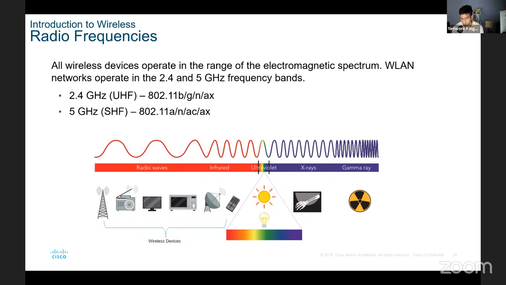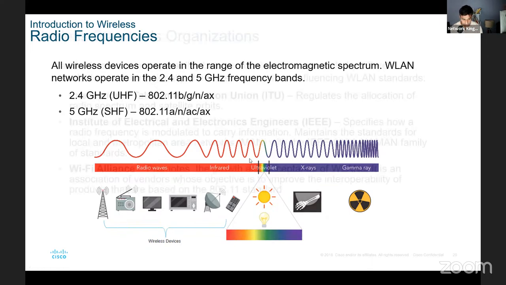So 2.4 gigahertz, 802.11b, g, n, a, x and be, I think, also work on 2.4. Nowadays we have 6 gigahertz also. The latest Wi-Fi devices, Wi-Fi 6, Wi-Fi 7, work on 6 gigahertz also, sometimes 7 gigahertz. I'm not sure about 7, but I think so. And this is 5 gigahertz also.